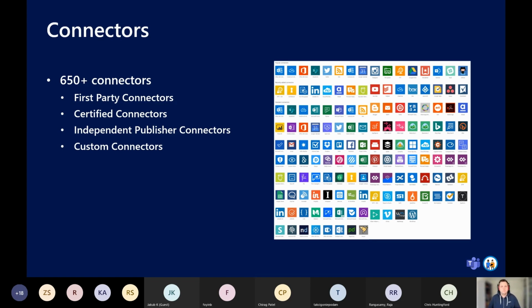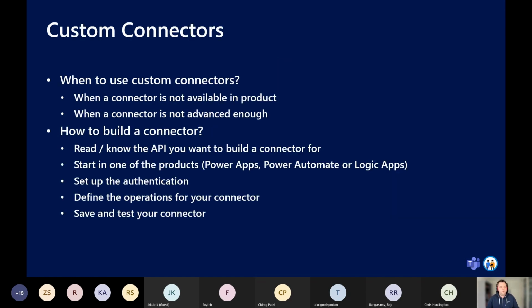So if you are working at a company that has their own APIs and you don't want to submit an independent publisher connector, for instance, to the whole world of that API, you can of course create your own custom connector for that. And then you can only deploy it within your own environment. So why do you want to use custom connectors? Well, custom connectors are really interesting if you have your own APIs and you want to also make it possible for makers to create Power Apps and flows based on that connector.